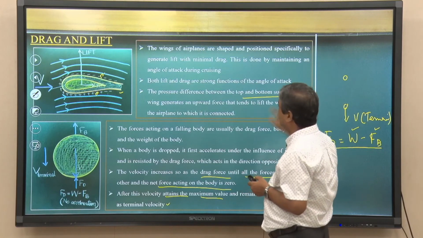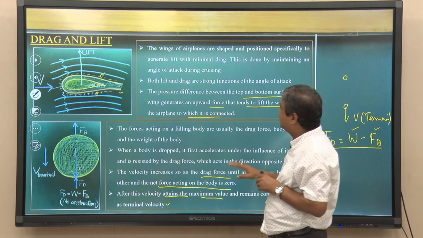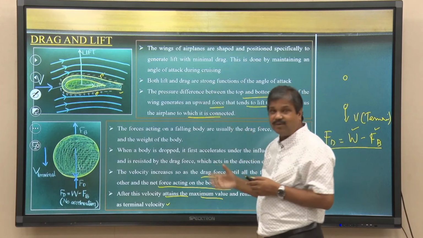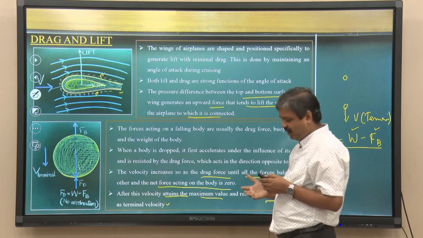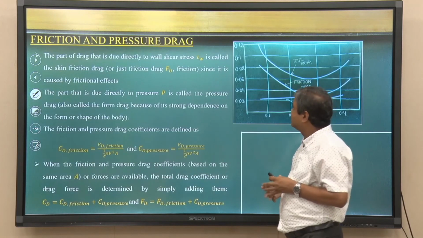That is what happens. Between the top and bottom there will be a pressure difference which generates the upward force that tends to lift the wings and the aeroplane to which they are connected. That is how the aeroplanes take off and how they operate the van during the lifting and also the landing conditions. All the lift and drag force concepts we generally correlate to look at all the operations done by the pilots. So, you can understand it in a similar way.